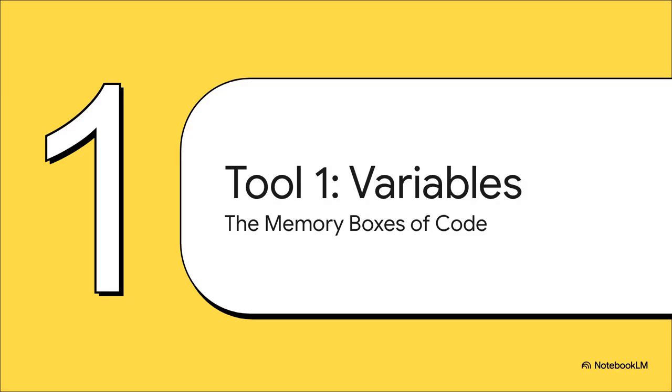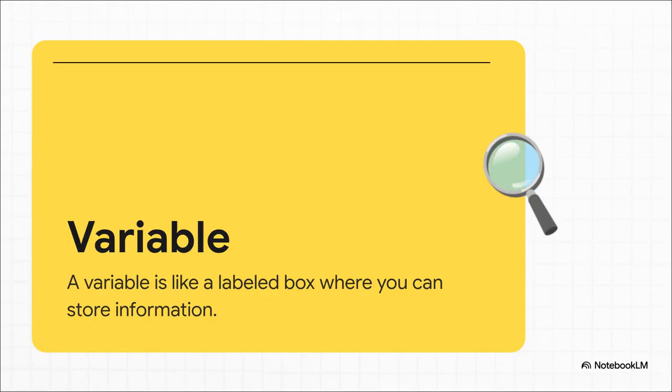So, our very first tool is something called a variable. I love to call these the memory boxes of code. This is how a program remembers anything at all. Your health points in a game, your username, how many things are in your shopping cart, all of it. And the concept is just beautifully simple. A variable is nothing more than a labeled box. You give the box a name, like score, and then you pop a piece of information inside it, like the number 0. Later on, your code can peek inside the box, or even swap out what's inside. That's it. That's the whole idea.